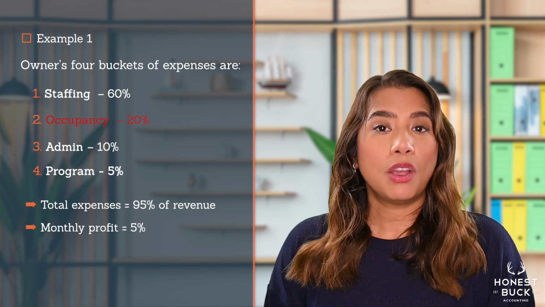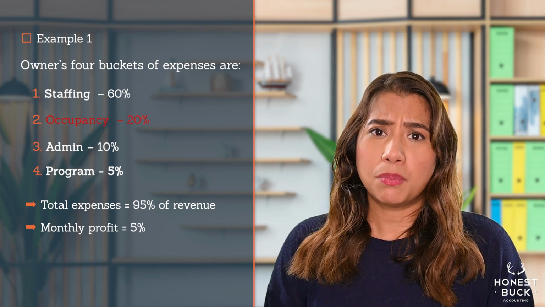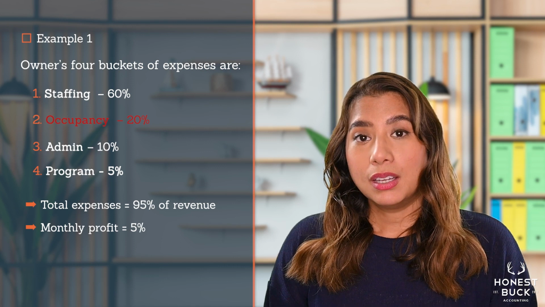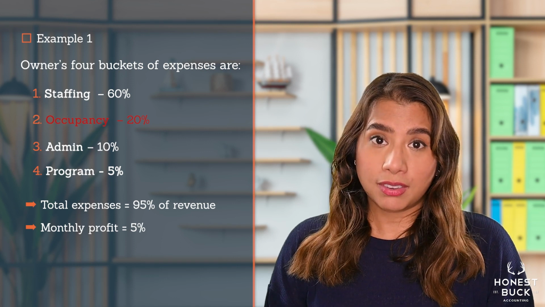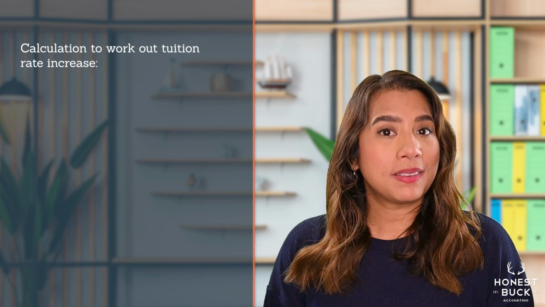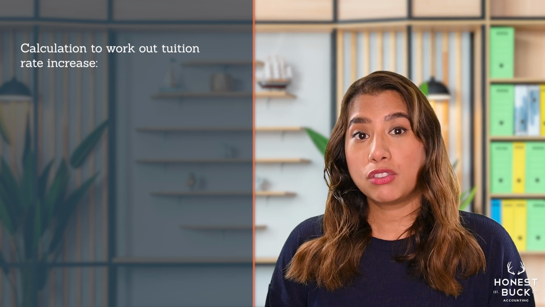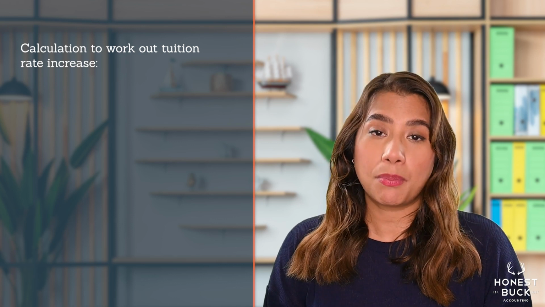It's also clear that the occupancy expense bucket is too high. It should be in the 10 to 15% range or lower. Unfortunately, this is a fixed cost that can't easily be changed. Let's say the owner would like a 20% profit margin. To achieve this, they need to work out how much to raise tuition rates to increase their profit.